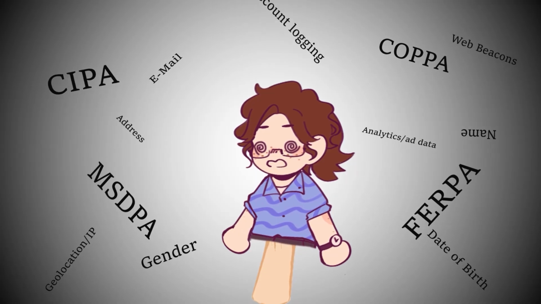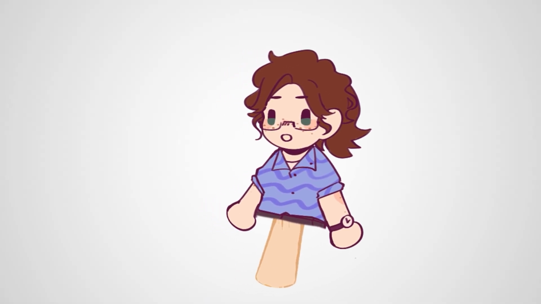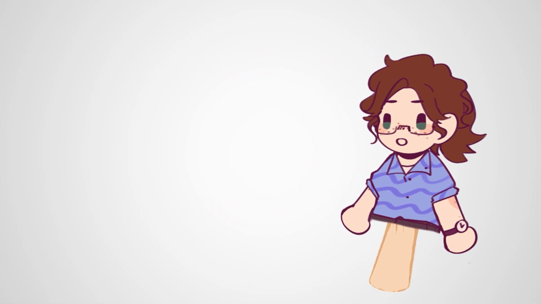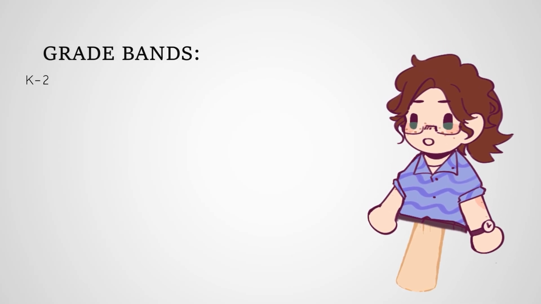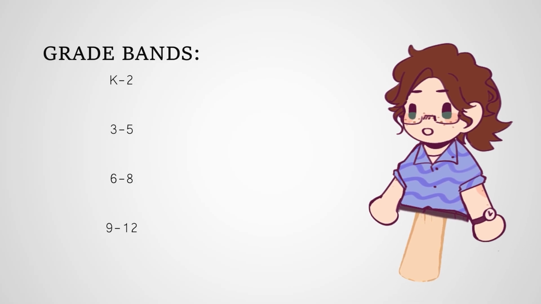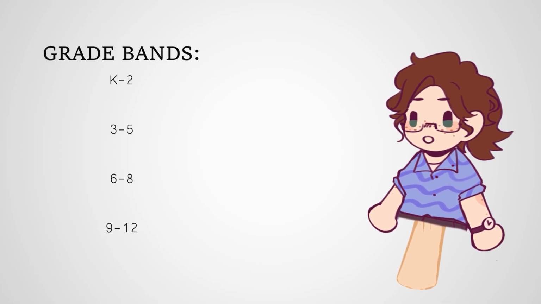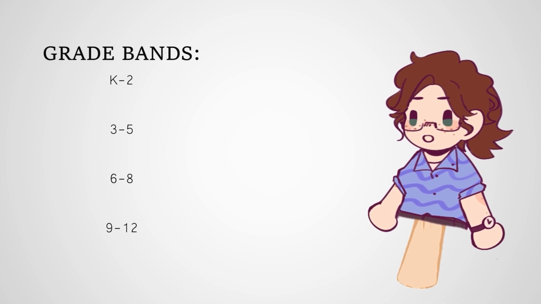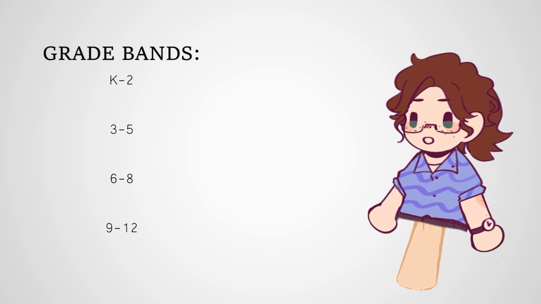Then there are, of course, age restrictions. Now, we do not have software on our iPads limited by age, but rather by grade band: K to 2, 3 to 5, 6 to 8, and 9 through 12. The most common age restriction is ages 13 and up. Most of our students turn 13 in grade 8, so there is a lot of software that is only available once they reach high school.